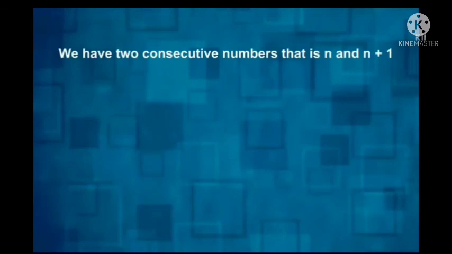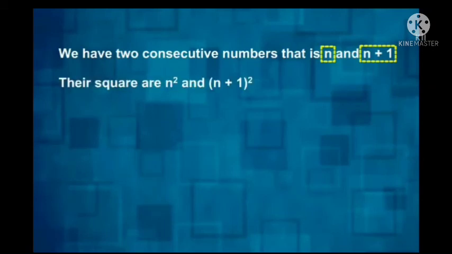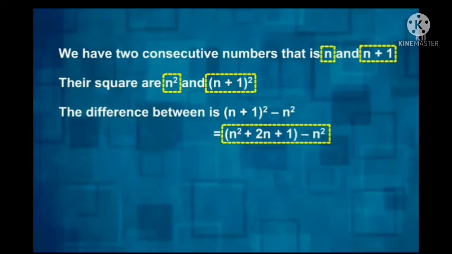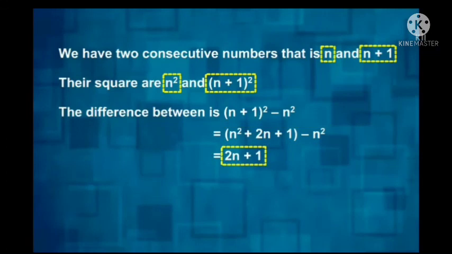Suppose in general I take two consecutive numbers n and n plus 1, and I need to find the non-perfect square numbers between them. How will I do it? First of all, what idea comes to your mind? You will find the square of both the numbers. That means n plus 1 square minus n square. And after subtracting them, you come out with 2n plus 1.